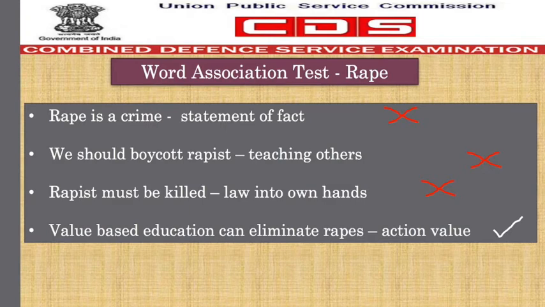The third thing you can say is rapists must be killed. Here what is showing is your bent of mind, you're taking law into your own hands and hence again not recommended. And lastly, if you say like value based education can eliminate rapes in society. So here it is a society related thing, it's an internal thing, it's an action oriented thing and hence such type of sentences are recommended. Here you can say that you can make a positive sentence out of a very negative word also.